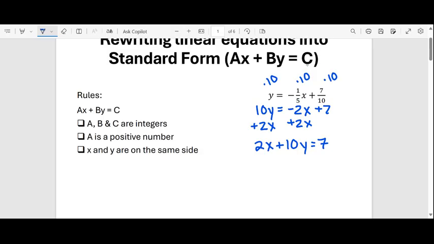So let me double check, make sure this is correct. My a, b, and c are all integers. Yes, none of those are fractions or decimals. My a, which is the number touching my x, is a positive number. Yes. And then my x and y are on the same side. That is standard form. Let's do a few more.